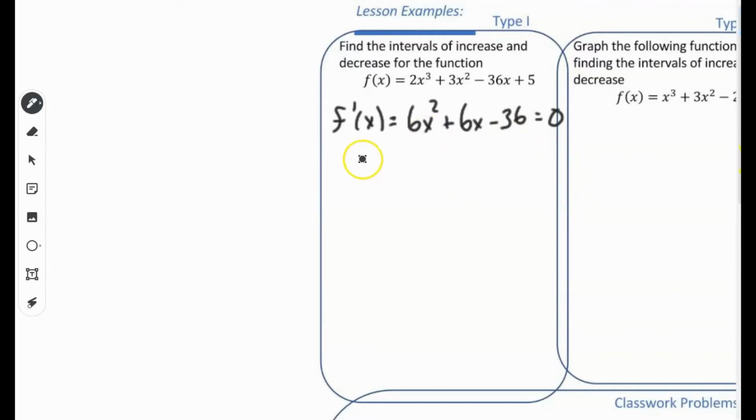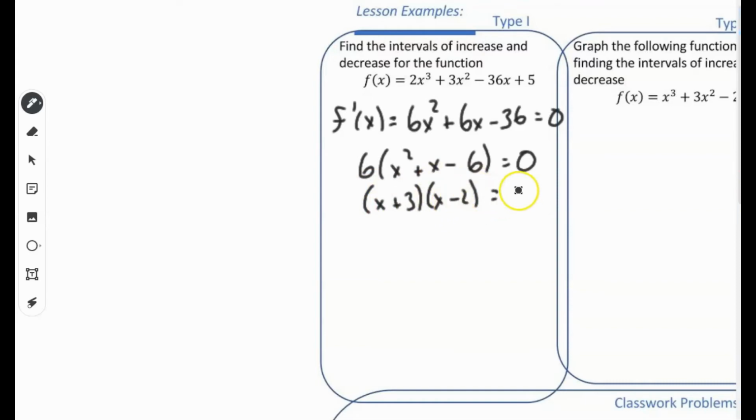Alright, so we can pull out a 6. So x squared plus x minus 6 equals 0. Okay, get rid of that 6 now, and we'll get x plus 3 and x minus 2 equals 0. So two possible solutions. We have x equals negative 3 or x equals 2. That's where we'll have our horizontal tangent.